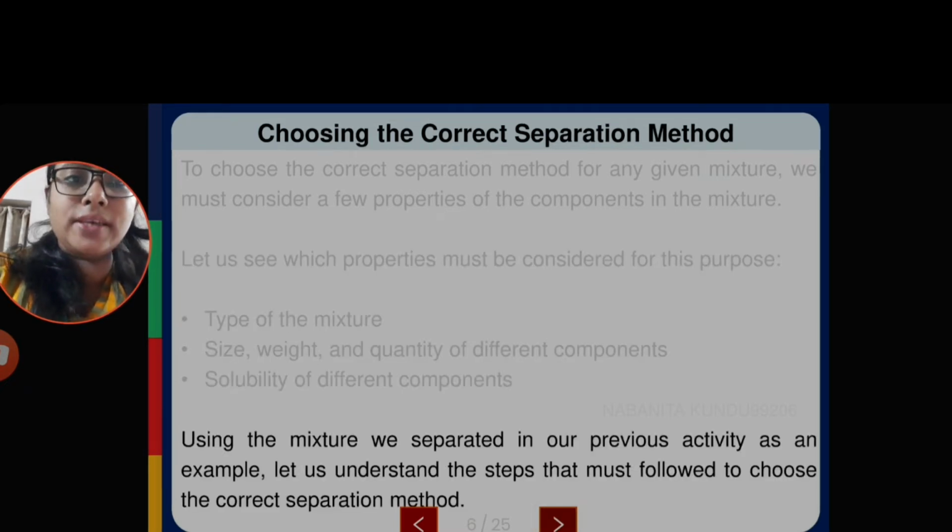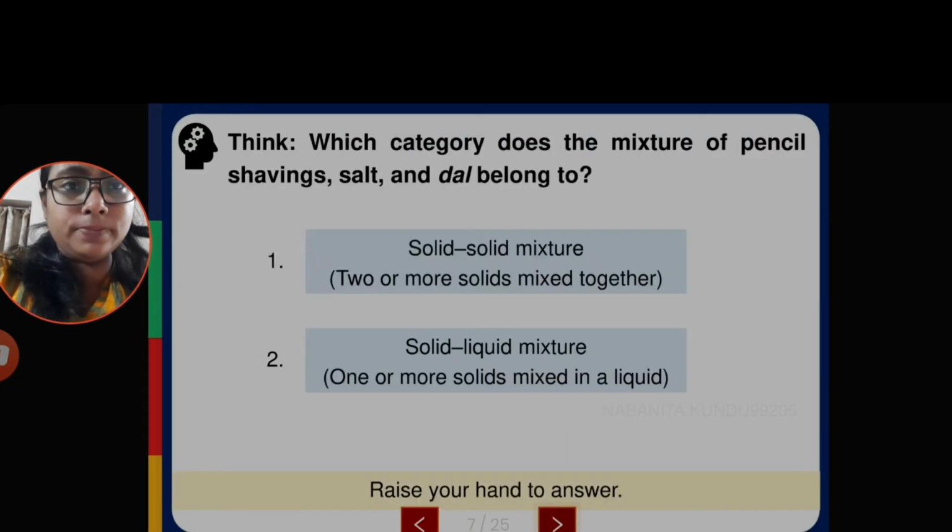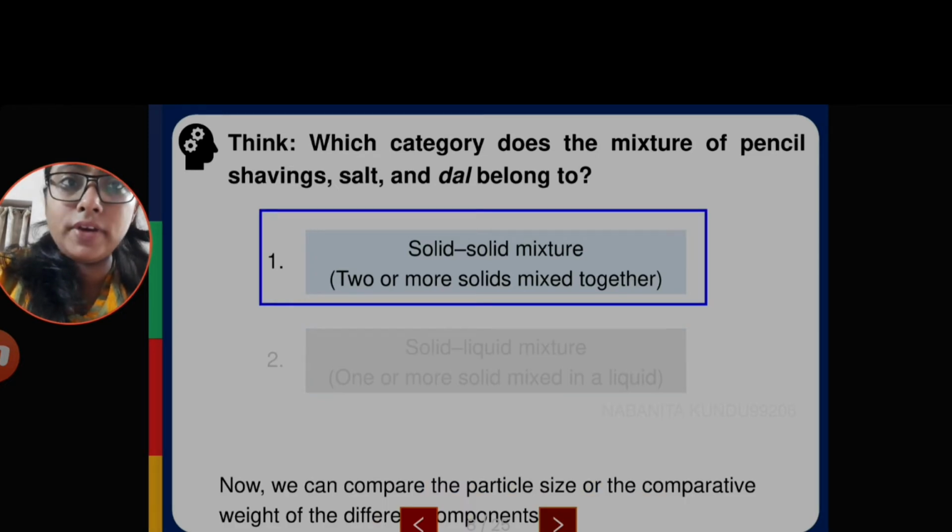Next, using this mixture we separated in our previous activity, which we did in 3 steps: sedimentation, decantation and filtration. Okay. Next, which category does the mixture of pencil shavings, salt and dal belong to? We did that yesterday in the class. Solid mixture or solid-liquid? Obviously you can give the answer. It will be the solid and solid mixture. Okay. So the answer over here is the solid and solid mixture.